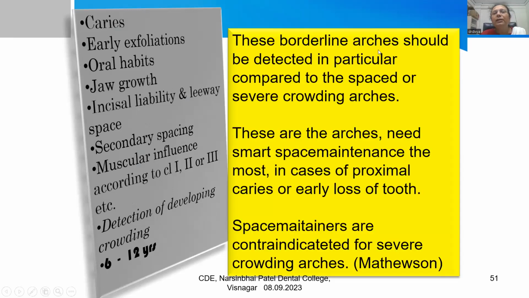So these borderline arches should be detected, particularly compared to the spaced and severe crowding arches. These are the arches that need smart space maintenance the most in cases of proximal caries or early loss of teeth. Space maintenance is contraindicated for severe crowding arches. Okay, it is given in Mathewson if anybody has read it. This needs proper treatment planning and space supervision or an extraction approach. That means serial extractions. So space maintenance we do give.